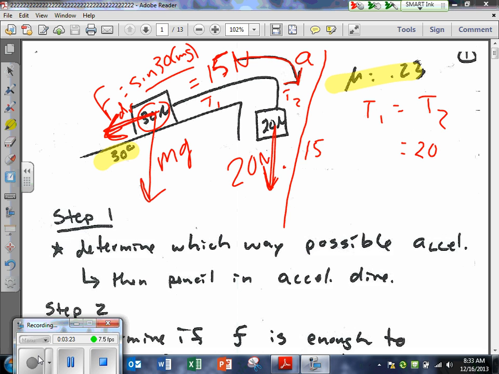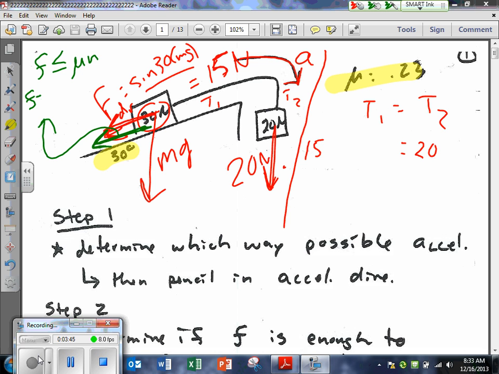We know that friction is going to be in this direction. Do you agree? Because it's going to oppose that motion, that acceleration up the ramp, so friction's got to be in the opposite direction. Now, here's the deal. Remember, friction can be less than or equal to the coefficient times the normal.